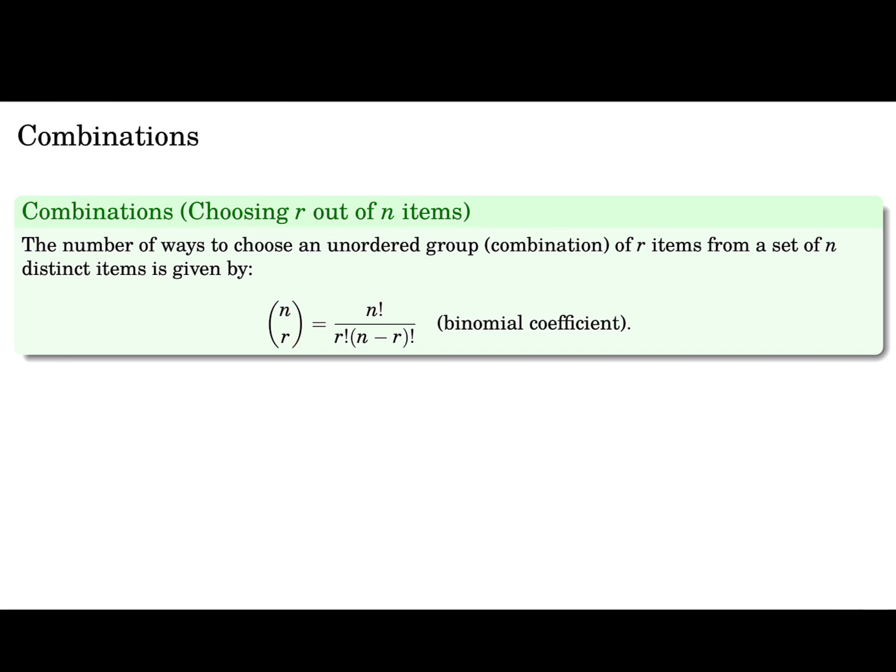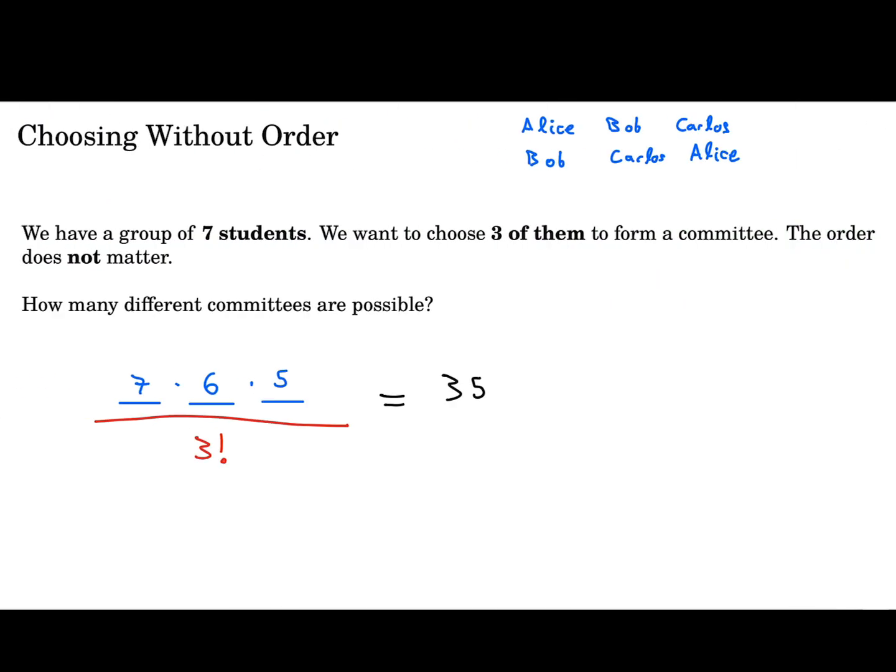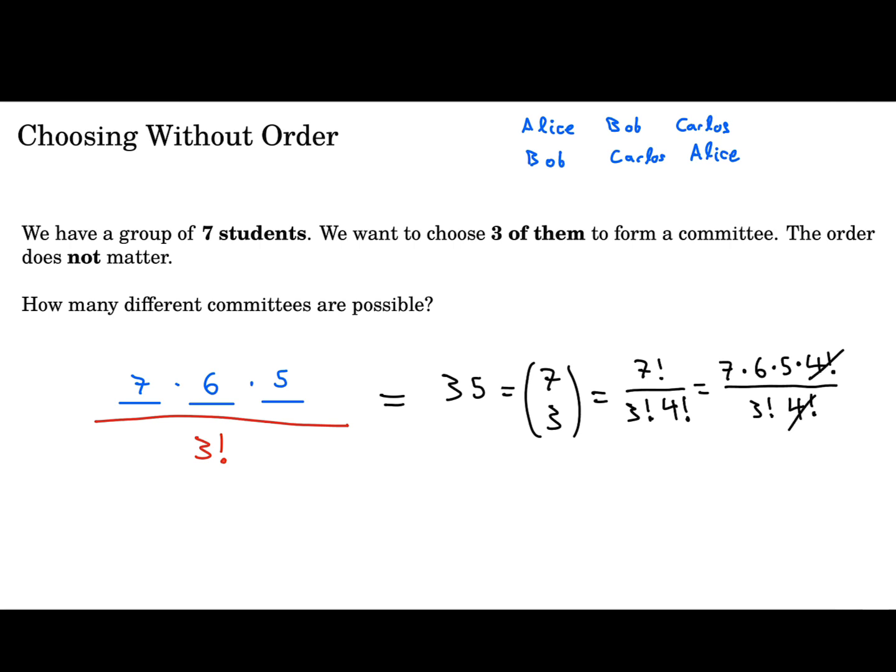In our example, this here is going to be 7 choose 3, which by the formula we saw will be 7 factorial divided by 3 factorial times 4 factorial. Of course, the 7 factorial, you can write it in this way, 7 times 6 times 5 times 4 factorial, over 3 factorial and 4 factorial. And so these 4 factorials cancel out, and you get exactly the formula that we found.